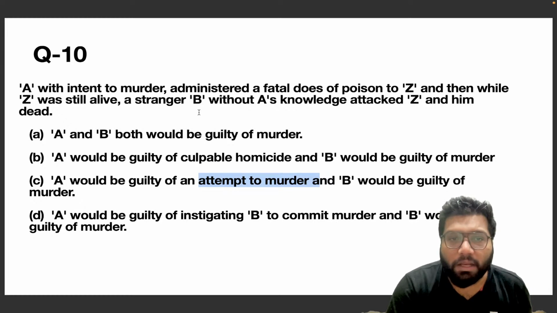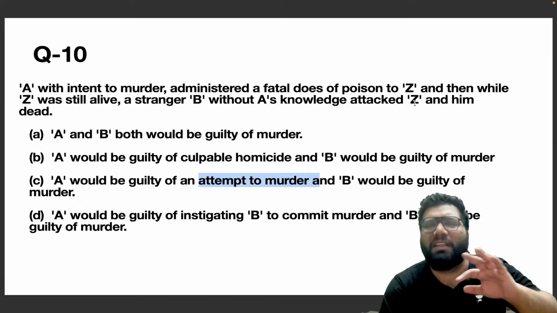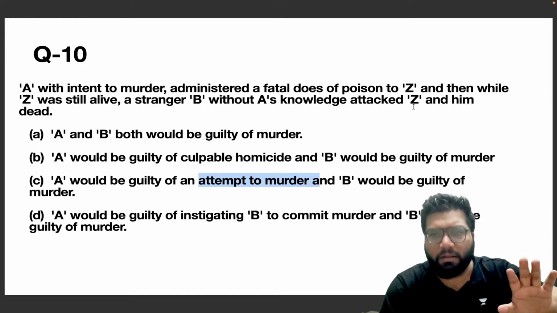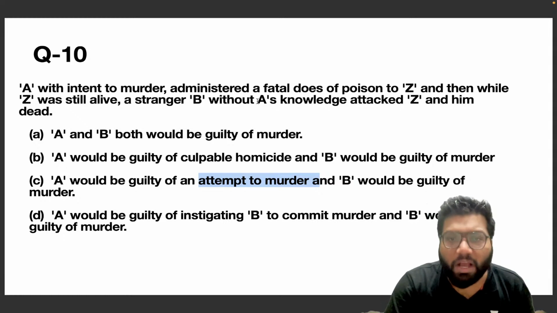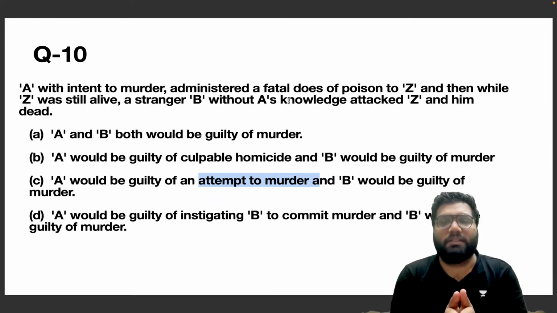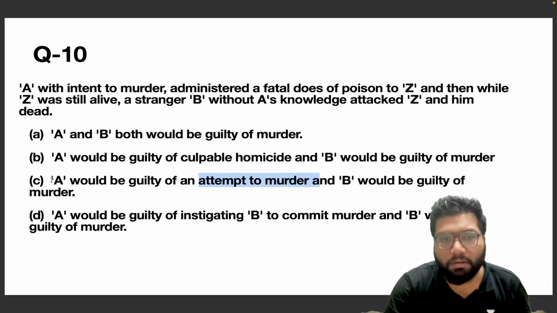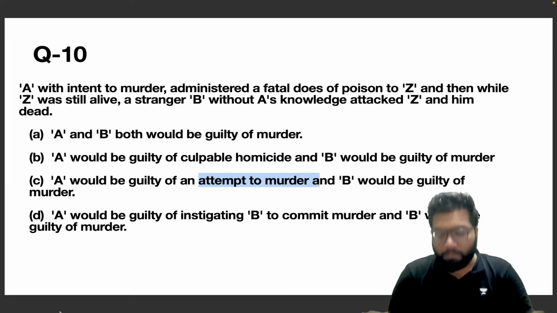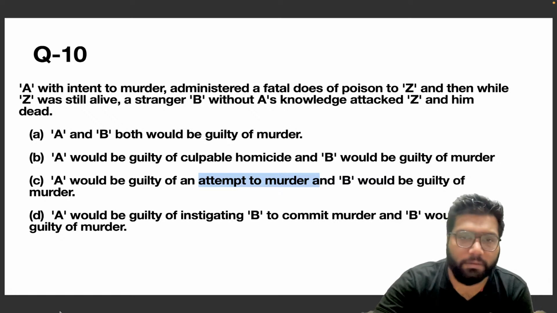And what about B? A stranger B, without A's knowledge, attacked Z, which means there is no concept of section 34 here. There is no concept of joint liability because it was without A's knowledge. So if B attacked without A's knowledge and made him dead, then it's completely a case of murder. So B would be guilty of murder. I hope everyone is convinced with answer number C. Done? Okay, next one.